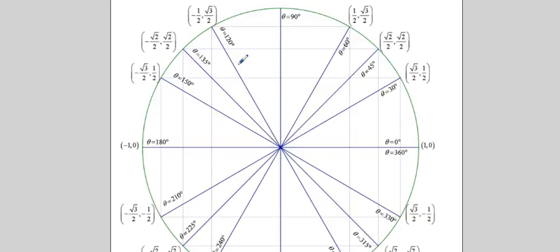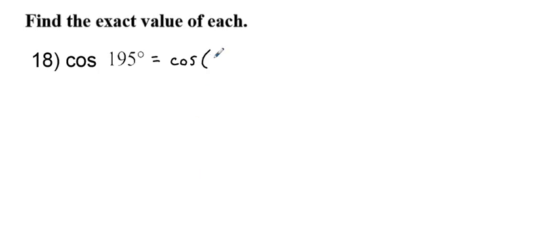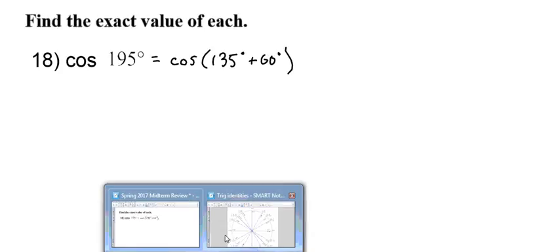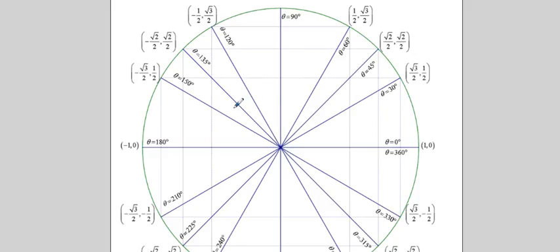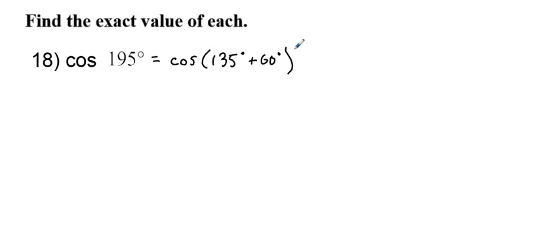So mostly people like to use, they see first 135 and 60. So 135 plus 60, that definitely adds up to 195. So 135 plus 60. And let's just see if there's anything else. Another pretty popular combination is 150 and 45. So we can say the cosine of 150 plus 45. And like I said, there's a bunch of different combinations we can use.